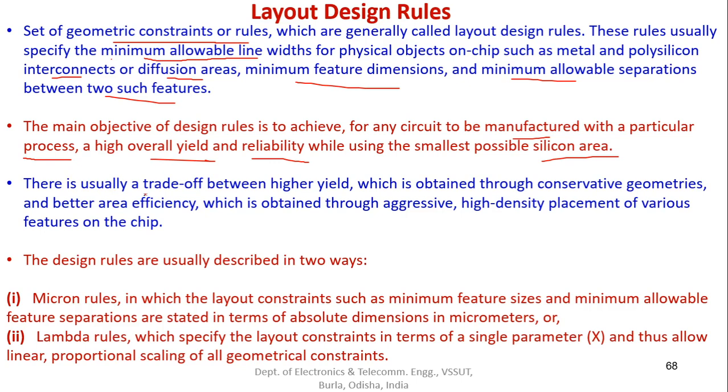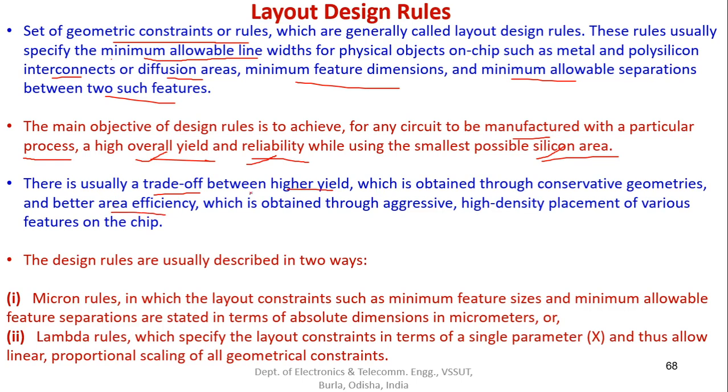We want all the things in our favor: reliability, yield, and small consumption of area. But it is not possible to achieve all the goals at the same time. Practically, we have a trade-off between these parameters. There is usually a trade-off between higher yield, which is obtained through conservative geometries, and better area efficiency.